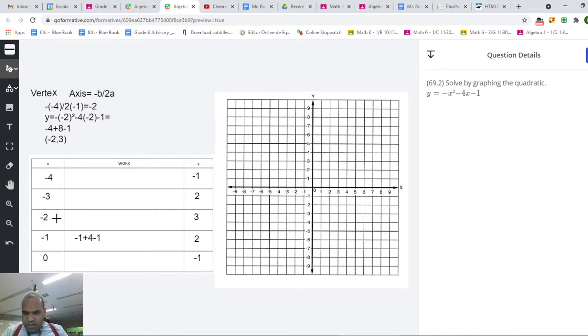First one is negative 2 and 3. Negative 2 and 3 over here. Great. Here's my vertex, okay? Now the next one, negative 1 and 2. Negative 1 and 2 here. And the symmetric is the same thing, negative 3 and 2. And negative 4 and negative 1. Negative 4, negative 1 here. 0 and negative 1 here.